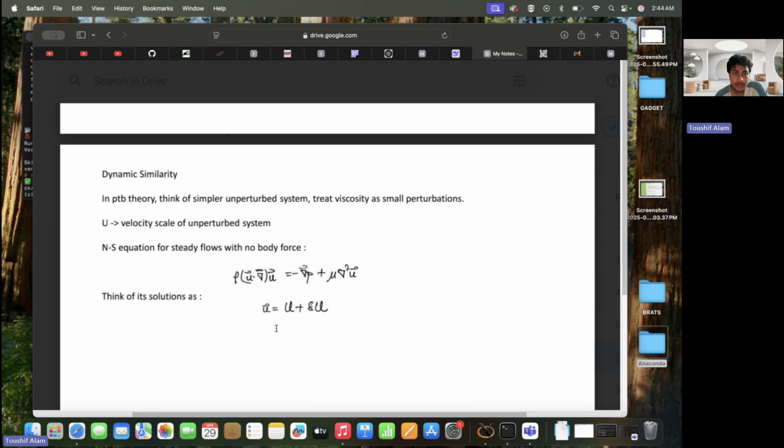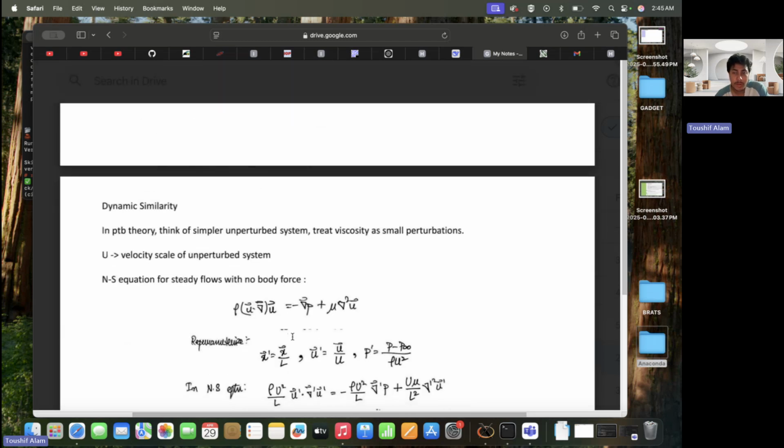Dynamic similarity. In perturbation theory, think of a simpler unperturbed system. Reynolds viscosity at a small perturbation. Use velocity scale of unperturbed system and its equation for steady flows with no body force: rho u dot grad u is equal to minus grad P plus mu del square u. Think of its solution as u is equal to U plus del u.